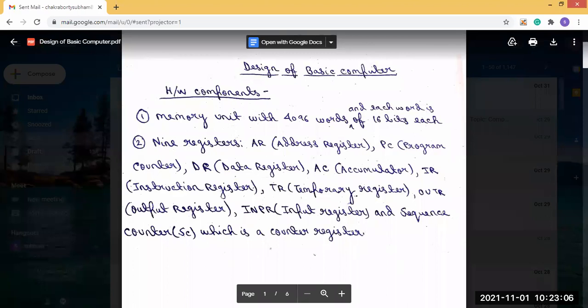Address register, program counter, data register, accumulator, instructions register, temporary register, output register, input register, and a sequence counter, which is a counter register. So a total of 9 registers are necessary for designing a basic computer, and a memory unit with 4096 words, where each word is 16 bits. This is also necessary.